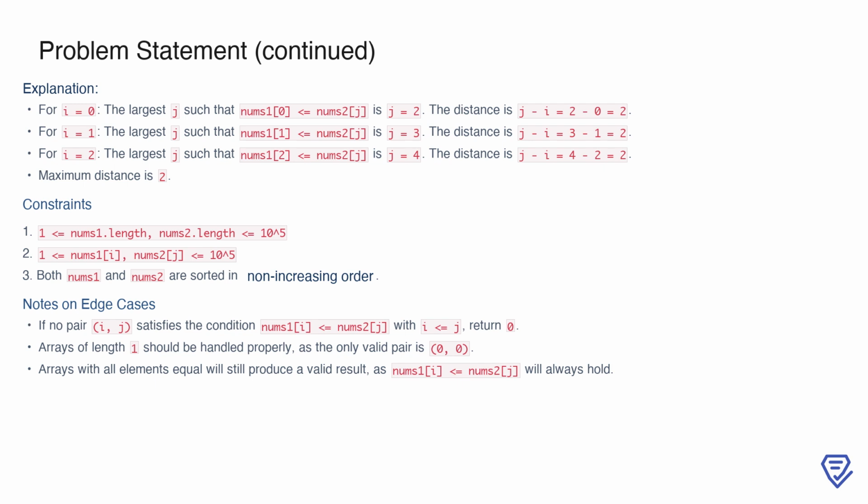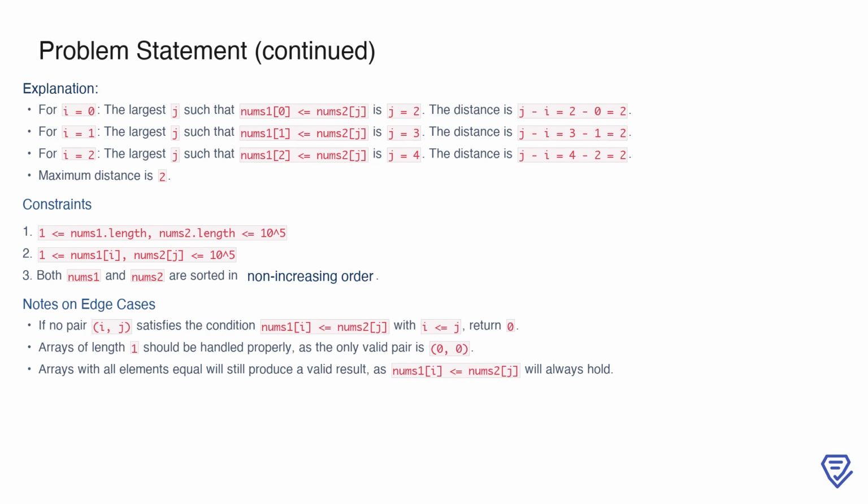distance of 2. For i equals 1, the largest j is 3, which also gives a distance of 2. Similarly, for i equals 2, the largest j is 4, resulting in another distance of 2. The maximum distance is therefore 2.